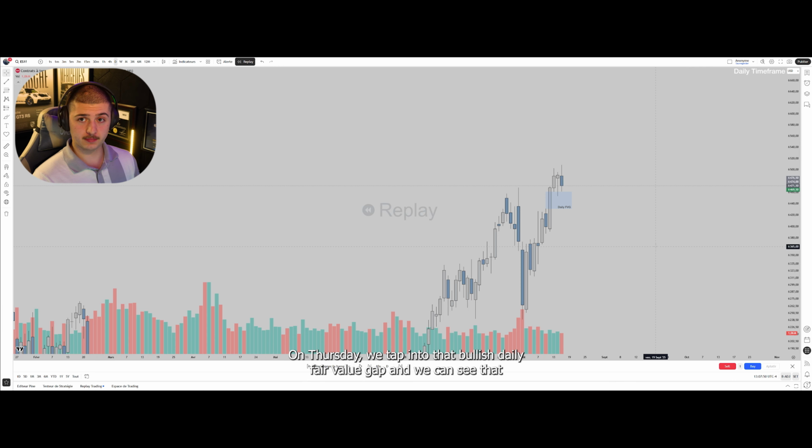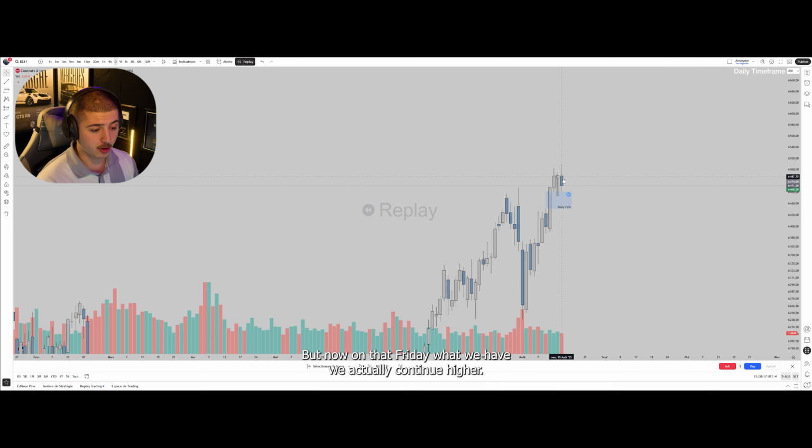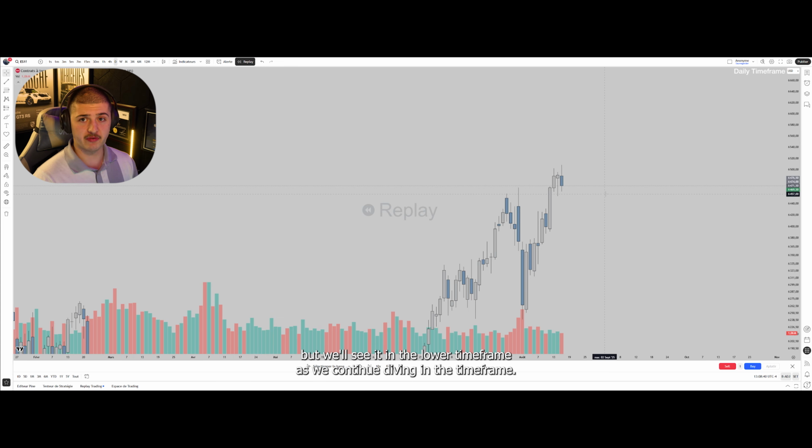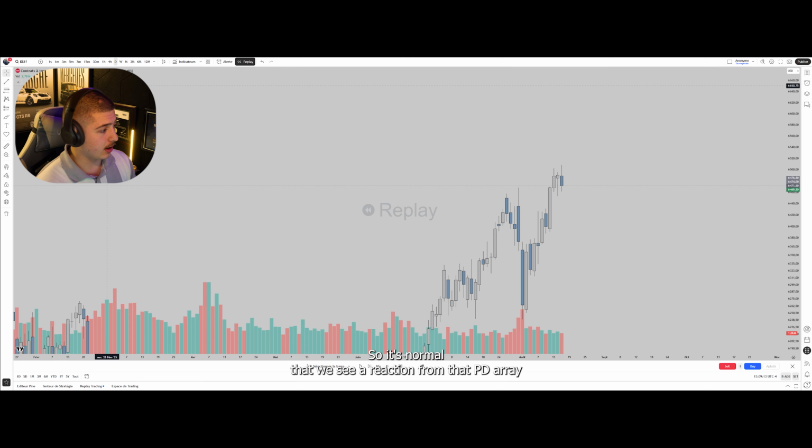On Thursday, we tap into that bullish daily fair value gap, and we can see that the market is respecting that fair value gap by the wick. But now on that Friday, we actually continue higher. Right now it's hard to see because it's just one candle with wicks, but we'll see it in the lower time frames as we continue diving in. What we have on that Friday is we take out the previous all-time high that was made on Wednesday. So we tap into the bullish daily fair value gap, and then we start going up. We take the all-time high, and so it's normal that we see a reaction from that PD array.